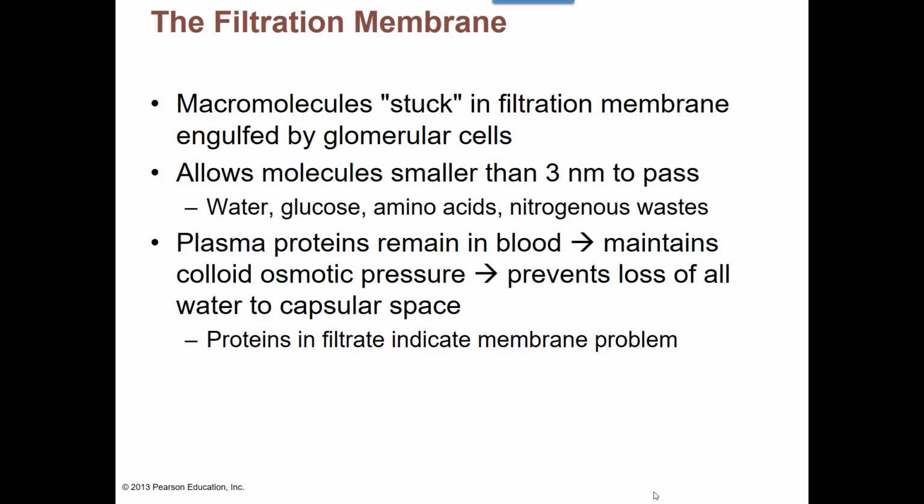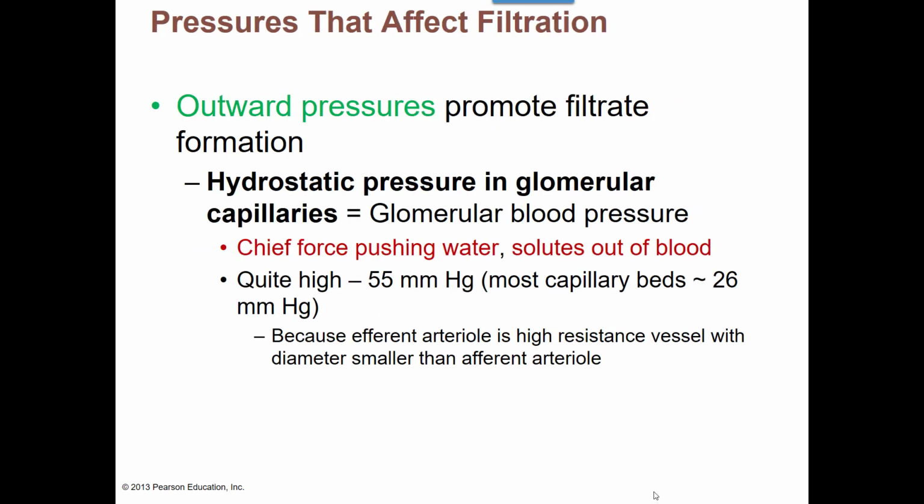Well, there's one big outward pressure. This is the pressure that promotes filtrate formation, the fact that we can filter our blood plasma. And the big pressure that promotes filtrate formation is hydrostatic pressure in your glomerular capillaries. This is the blood pressure found in the glomerulus. This is a key thing, highlight it, star it, whatever. This is the pressure that allows you to filter your blood and make urine.